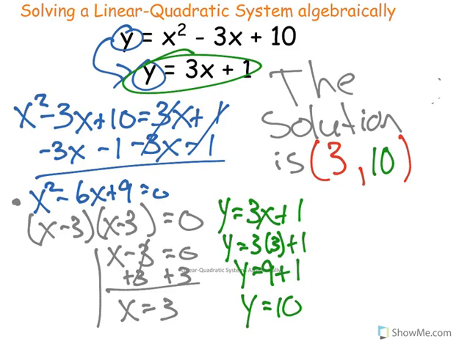And again, you can double check that using your calculator if you like, and which should be 3, 10. So if I go back and I check the first one, I get 3 squared is 9, minus 9 is 0, plus 10 is 10. And if I want to go back and check the second one, 3 times 3 is 9, plus 1 is 10.